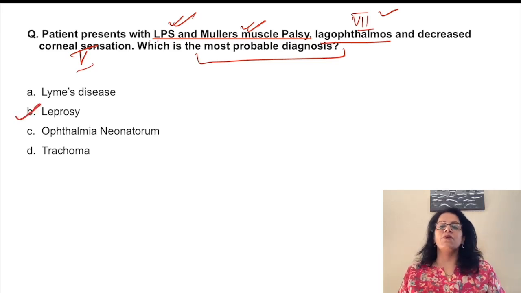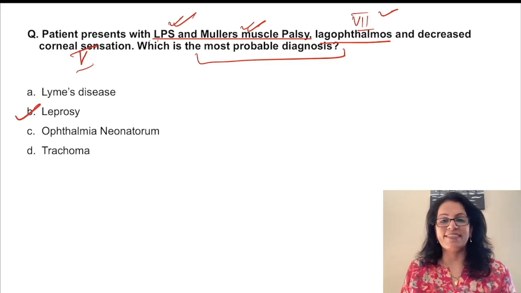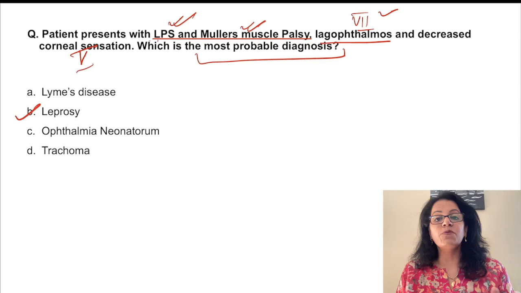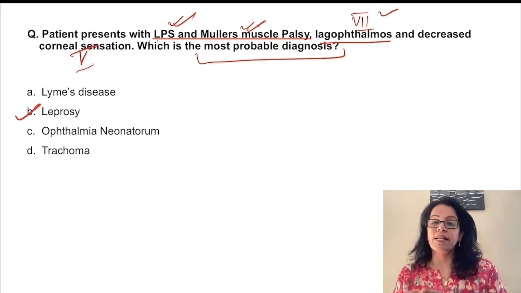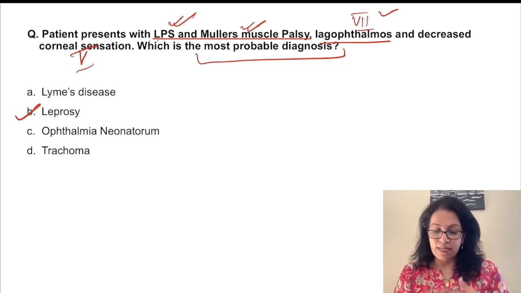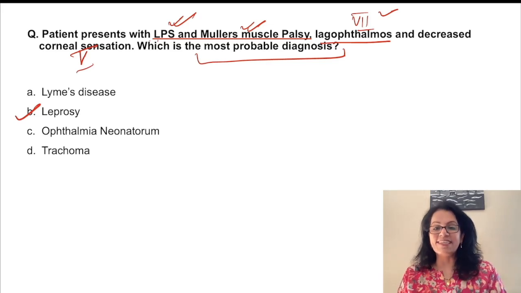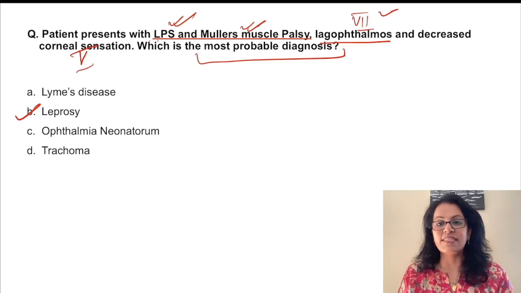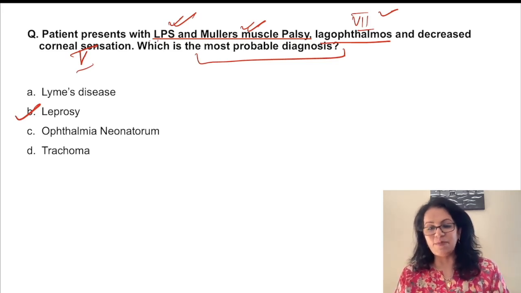Another option is also correct. We will answer leprosy. And of course, we know in leprosy we get other features like thickening of the corneal nerves and decreased corneal sensation. We have to keep all these things in mind.